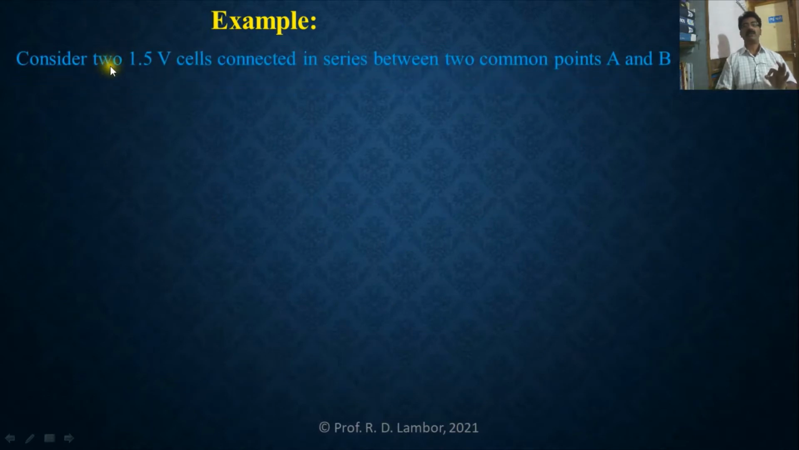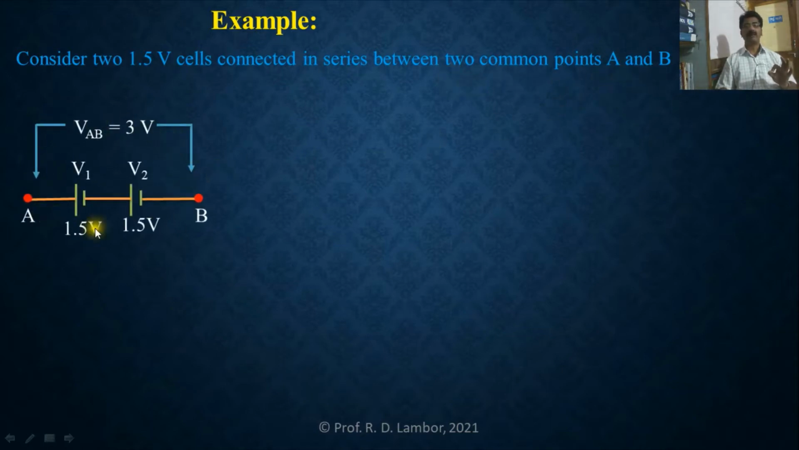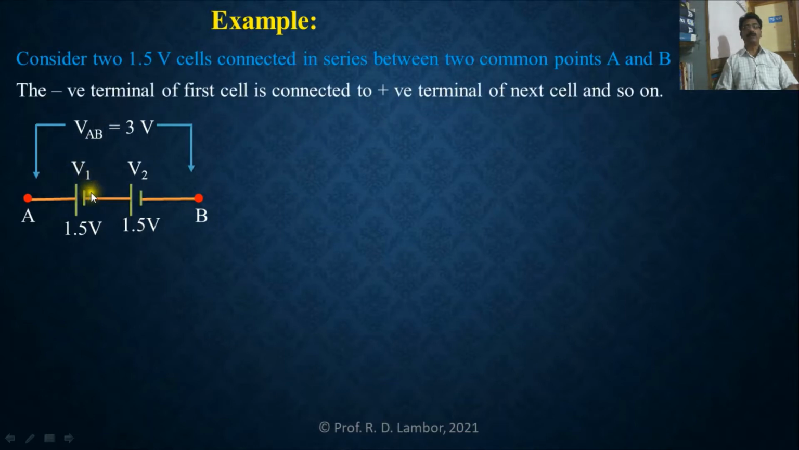To explain this, we'll consider two cells, each of 1.5 volt, connected in series between the two common points A and B. You can see the same diagram here. The two cells, each having voltage 1.5 volt, are connected in series between the two common points A and B. In this combination, the negative terminal of the first cell is connected to the positive terminal of the second cell, and that will be continued.